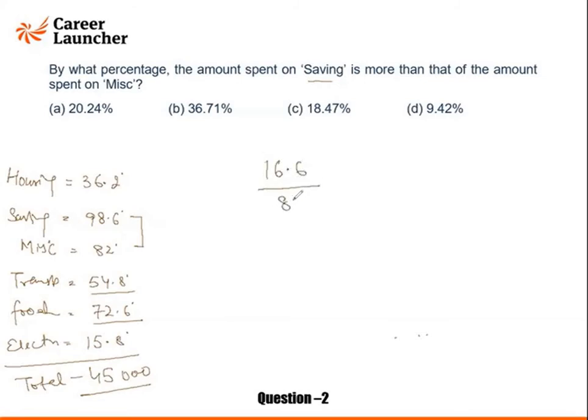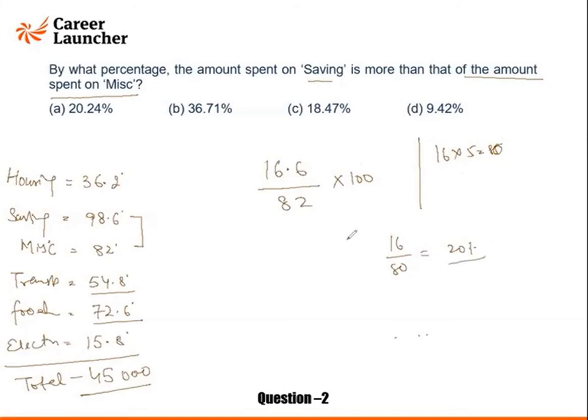Can I say 16.6 more? Divided by 82. Why 82? Because than that of the amount spent on miscellaneous. So with respect to miscellaneous, we want how much extra the person has spent on savings. And we need to know the answer in percentage, so we'll multiply it with 100. Now, any number you relate with, let's say 16 into 5 is 80. So had the question been 16 by 80, my answer would have been 20%.